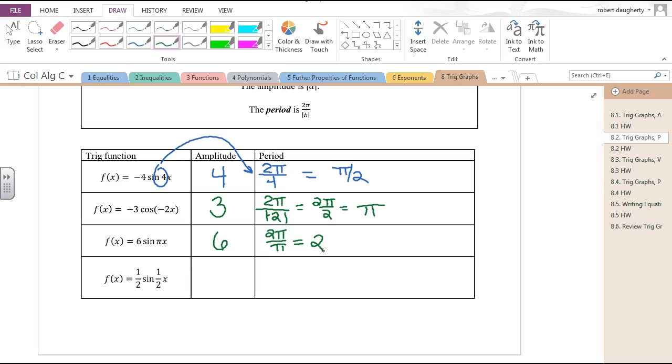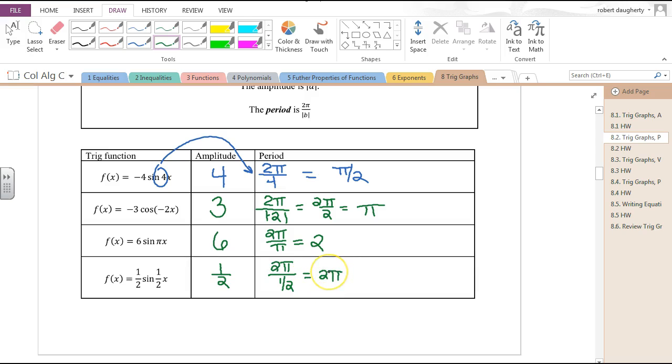What is the amplitude of the next one? 1/2. How will I find the period? Let's not make stuff up. 2 pi divided by 1/2. What is 2 pi divided by 1/2? It is 4 pi. If you can't do this in your head, guys, you've got to write it out.